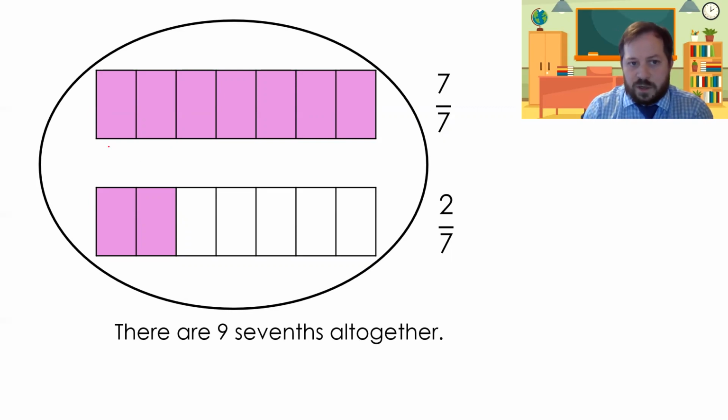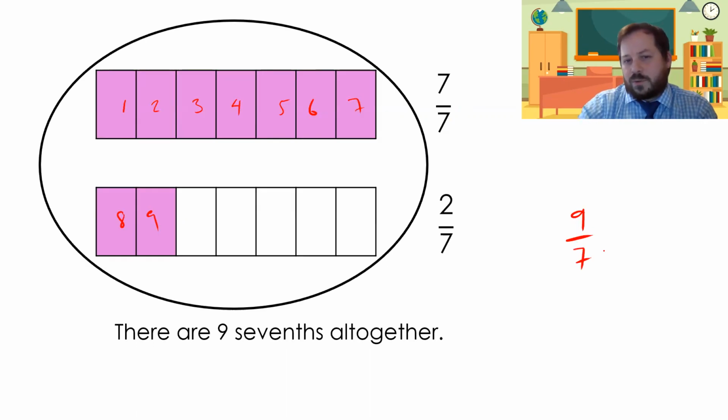So first off, we know they're sevenths because each of the wholes, if we think about each of these bars being one whole, we split each into 7. So it's still sevenths. But then we count how many we've got. We've got 1, 2, 3, 4, 5, 6, 7, 8, 9. In total, we have 9 sevenths.